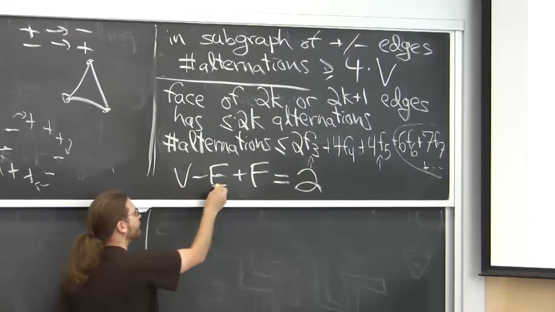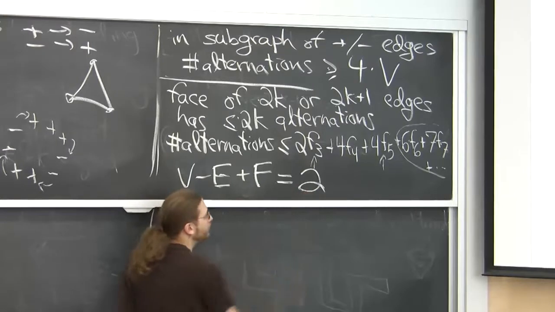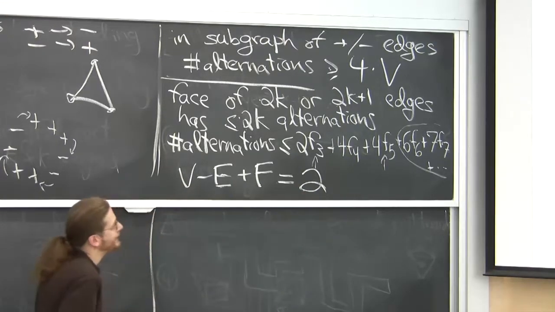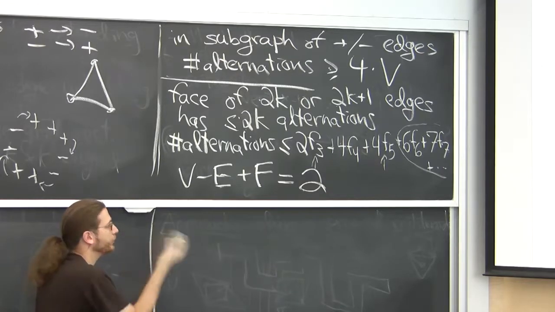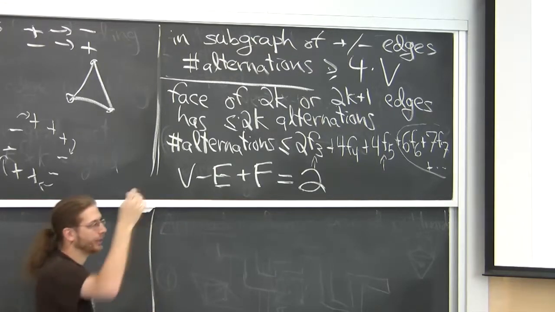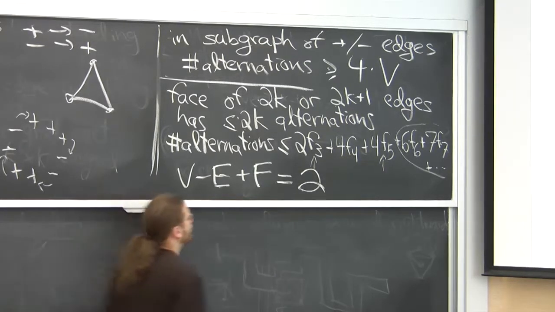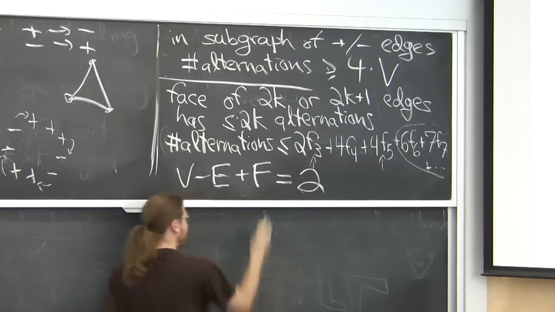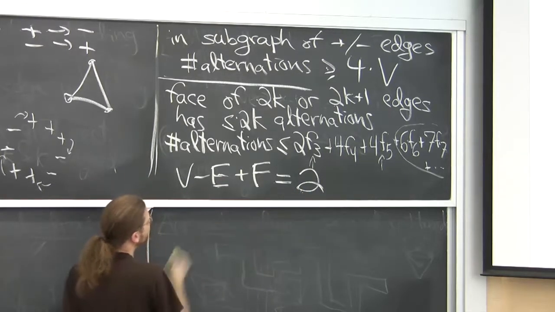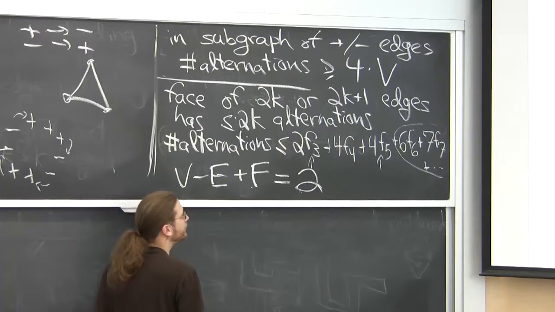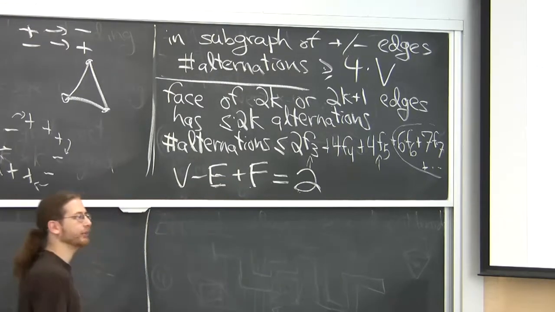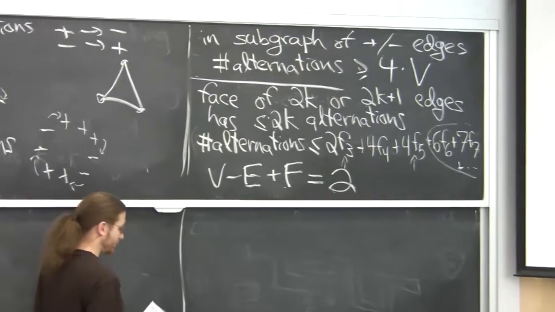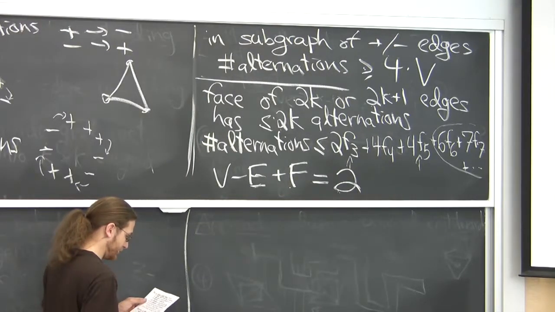This is number of vertices, number of edges, number of faces is 2 for connected planar graphs. There are other versions when you have multiple components or when you have tori, genus, whatever. But for convex polyhedra, this is true. So this conveniently relates vertices to faces, but it involves edges. So somehow I have to bring edges into the mix. All right, well, edges.